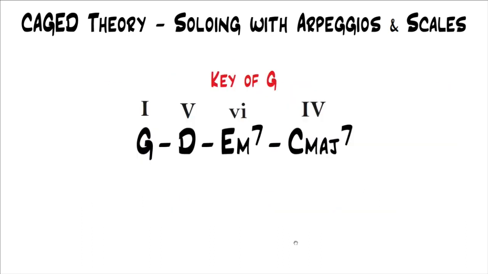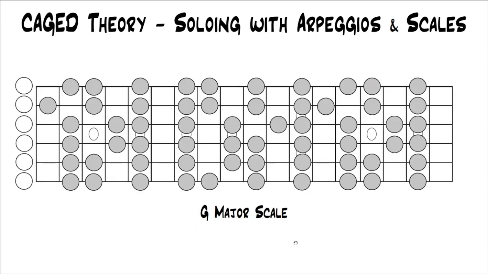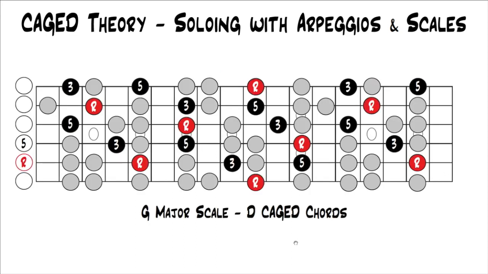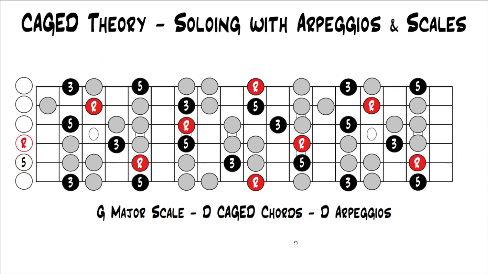So the first chord is G major, second chord is D major. So now we just look at the G major scale again. Then we visualize the D major CAGED chords, which are what are on your screen right now. And then you throw in the extra arpeggio tones. So now you have the CAGED-shaped arpeggios. So you just have the CAGED chords and then the arpeggios around it, or combined they create full arpeggios.